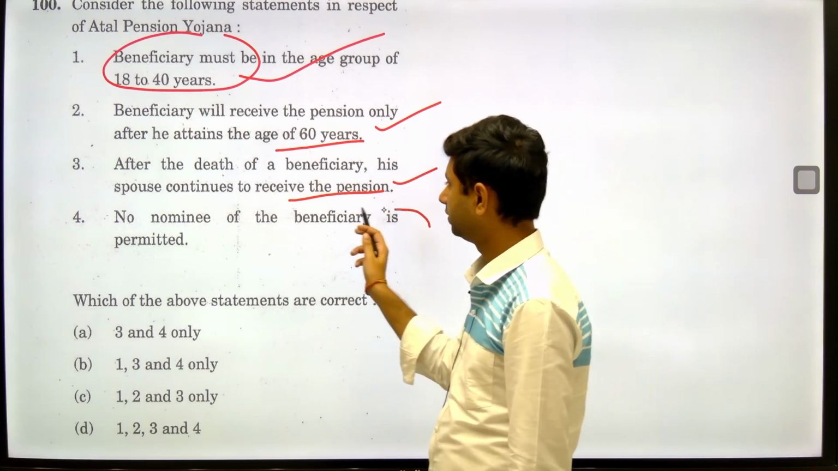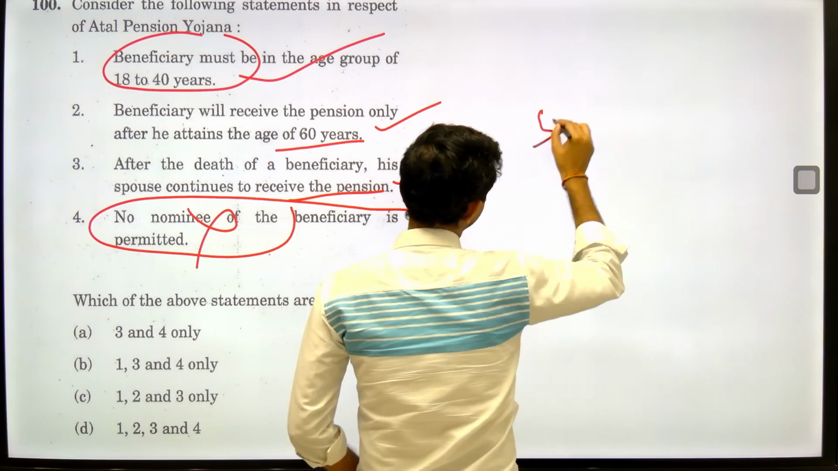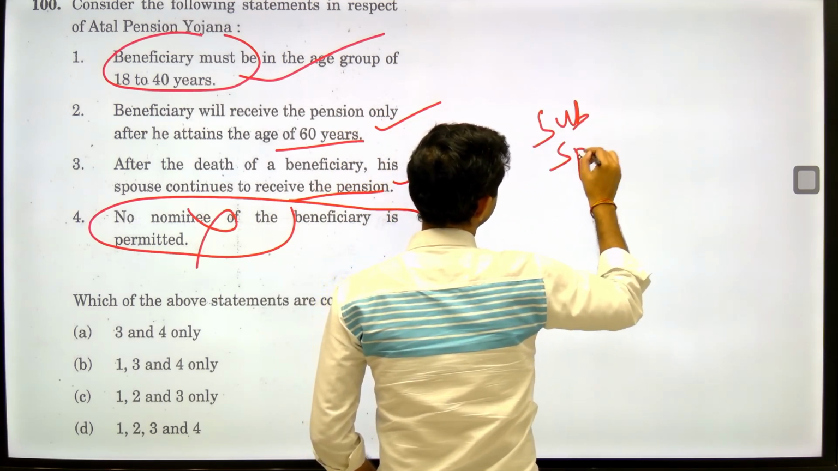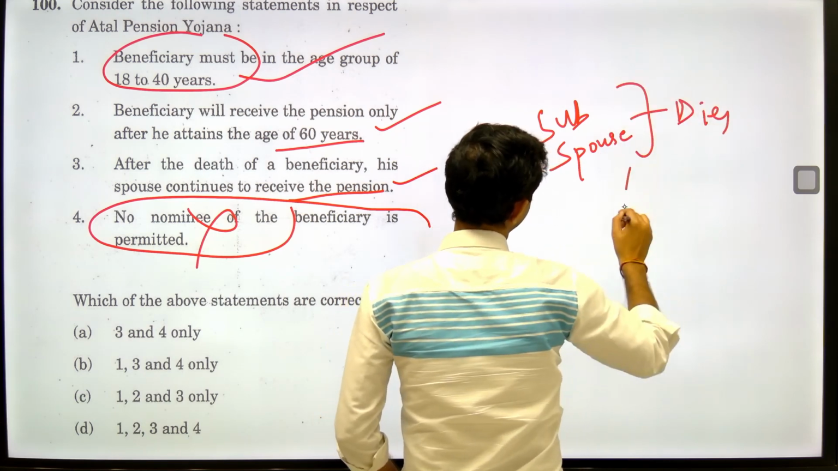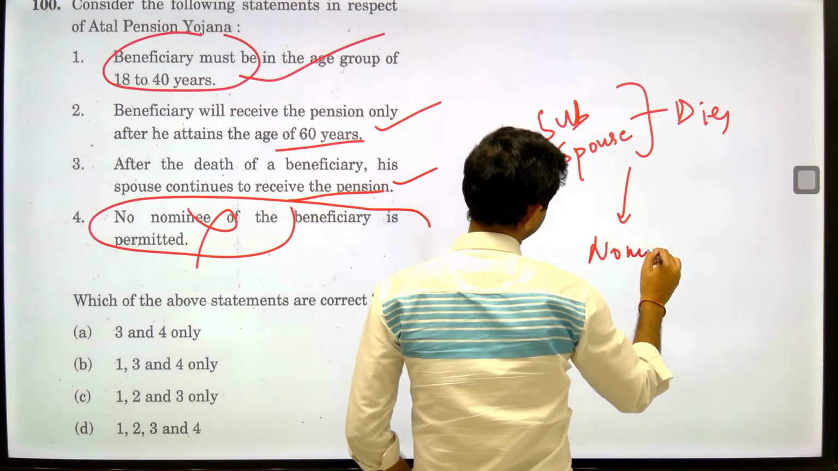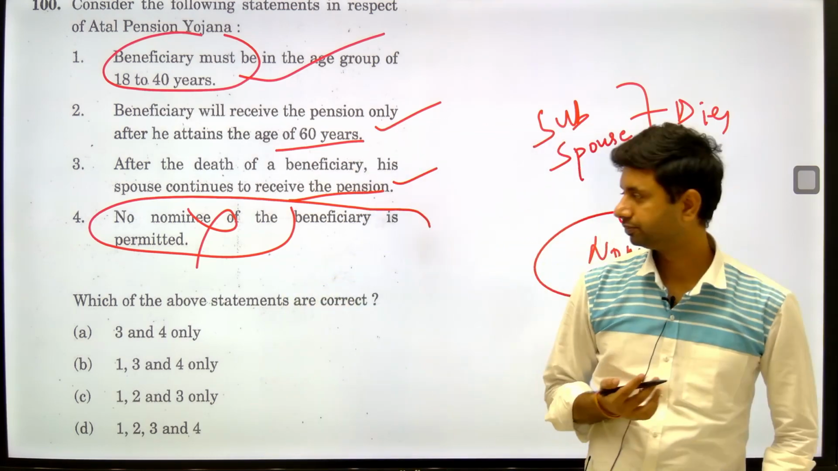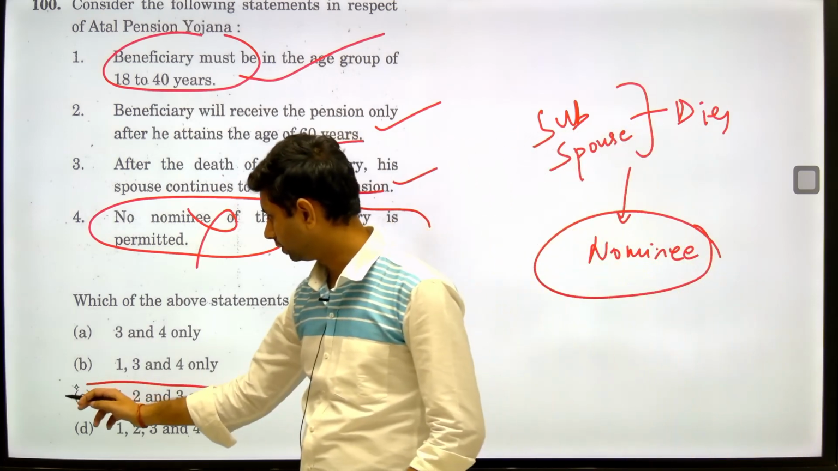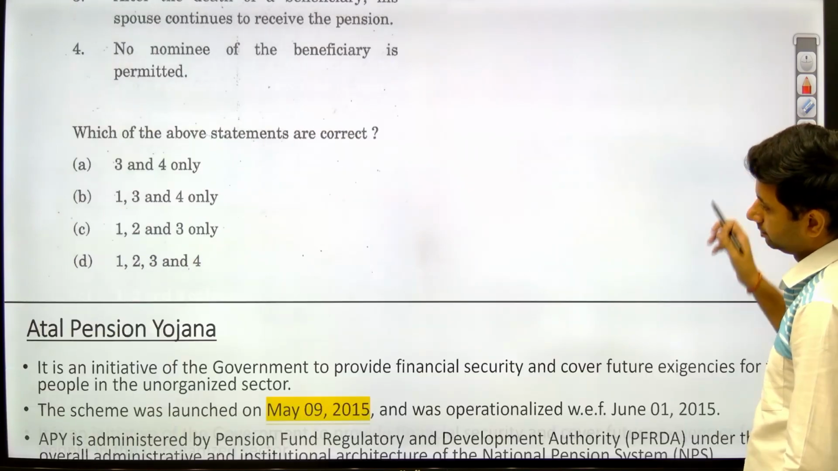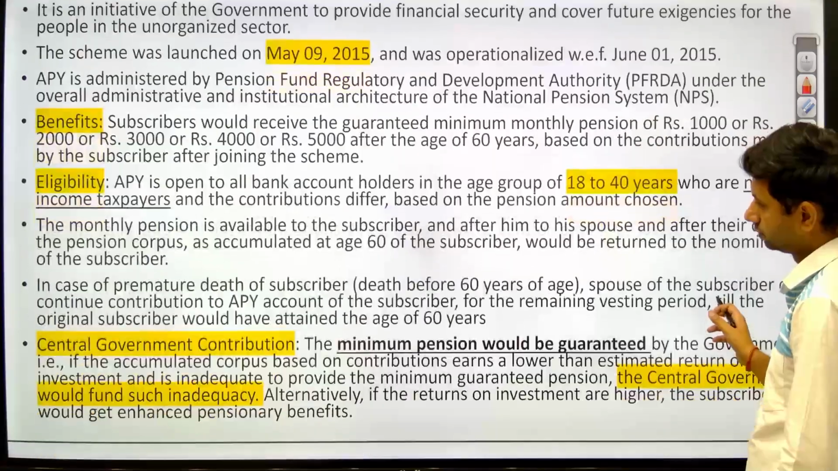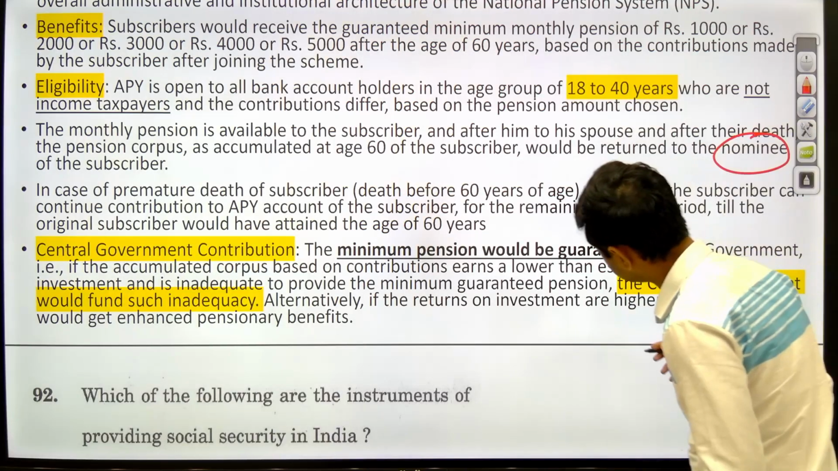No nominee of the beneficiary is permitted. This is very wrong, because there is the provision that in case the subscriber as well as spouse dies, then the nominee will be getting the benefit under Atal Pension Yojana. Okay, so the answer should be 1, 2 and 3 only. Here it is mentioned.